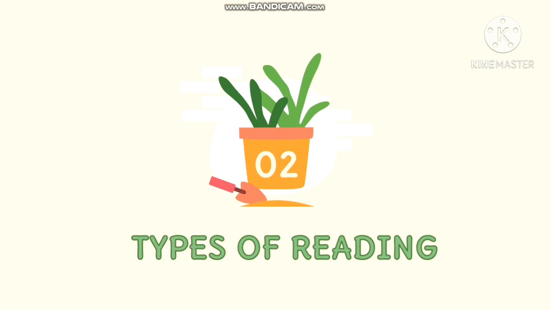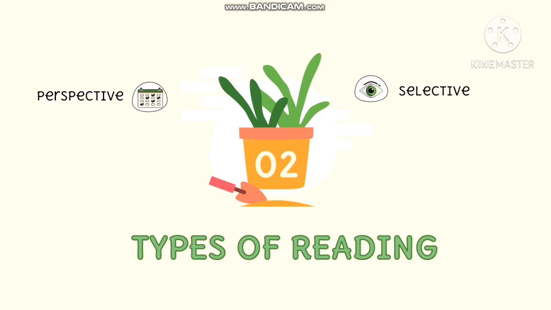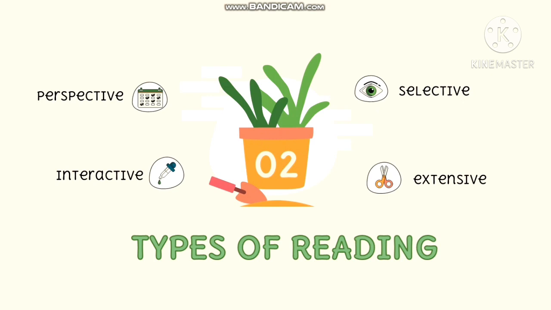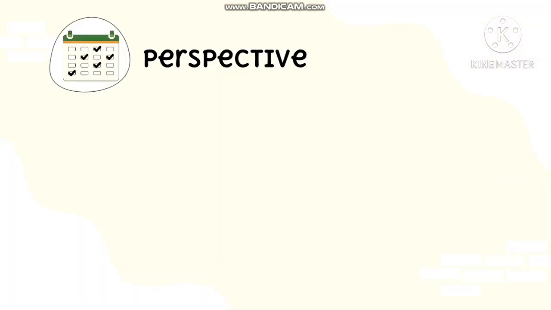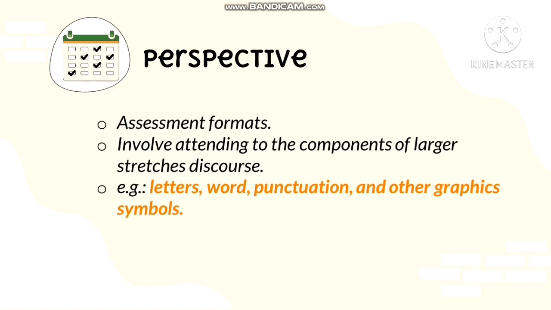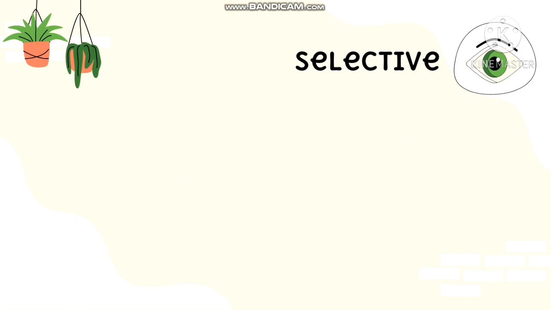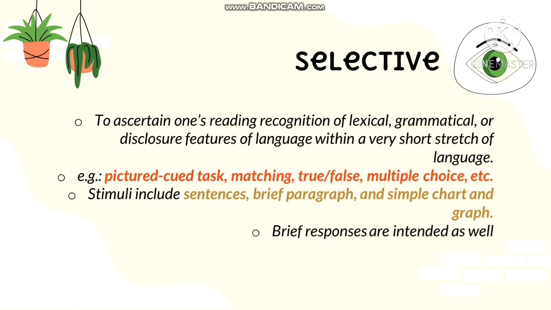In the types of reading, it is divided into 4 types of reading assessment. The first one is perceptive reading assessment, the second one is selective reading assessment, the third one is interactive reading assessment, and the last one, the extensive reading assessment. Perceptive reading tasks involve attending to the components of larger stretches of discourse, like letters, words, punctuations, and other grammatical symbols.